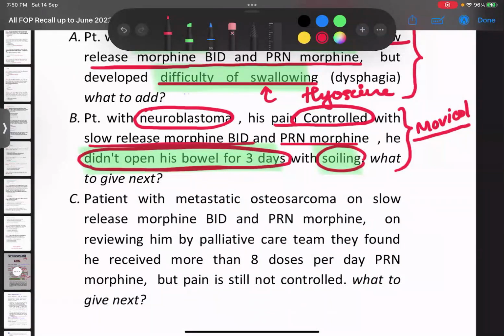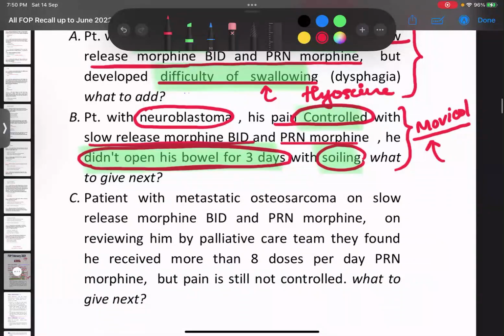So most likely this child developed constipation, and due to constipation developed fecal impaction, because soiling is mainly caused by fecal impaction. Okay, since the patient is controlled on morphine, no need to do anything with the morphine, simply add Movicol. In fact, it is suggested that the same week you start morphine, you start Movicol or any kind of laxative, because it is one of the very well-known complications, or you can say side effects. Are we clear with this?